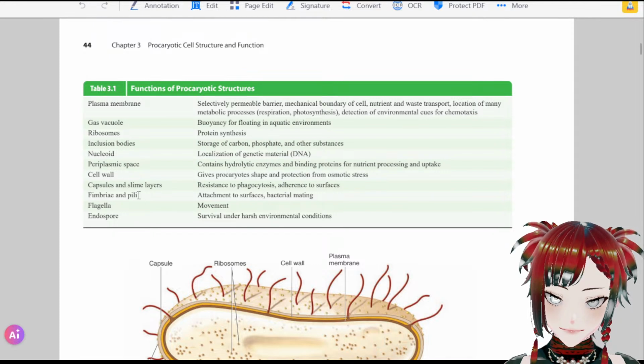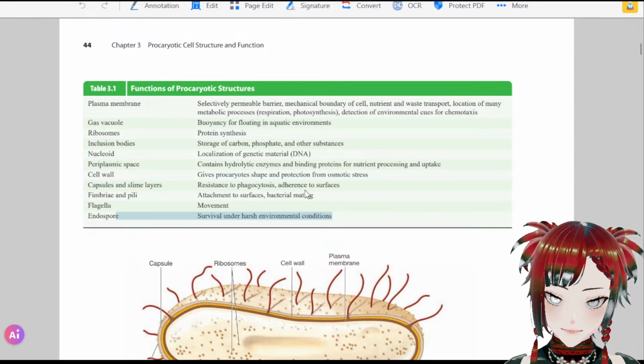Pili. There is a certain type of pili, sex pili, F pili. And that is only for the sexual reproduction of the bacteria. Well, sexual reproduction of the bacteria is not like the eukaryotic system, right? They are quite simple, more like the asexual, but they call it sexual because of the genetic transfer. And the flagella, of course, specifically for movement. Endospore, this is the survival mechanism.